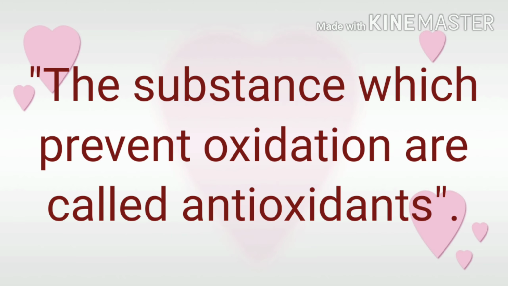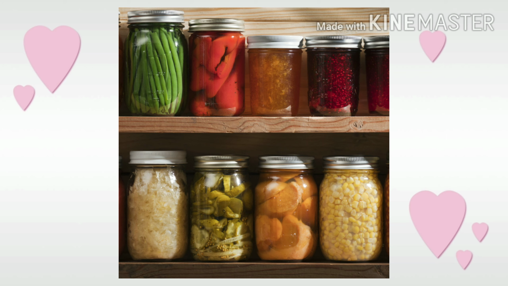Then how to prevent rancidity? The substances which prevent oxidation are called antioxidants. It means by antioxidants we can prevent rancidity. Also, foods containing oil and fat are kept in airtight containers. It also prevents rancidity because it slows down the oxidation process.